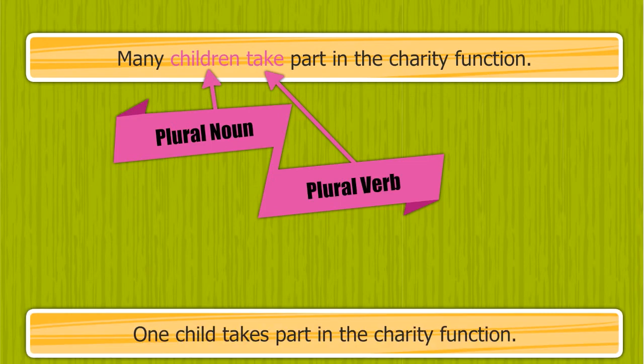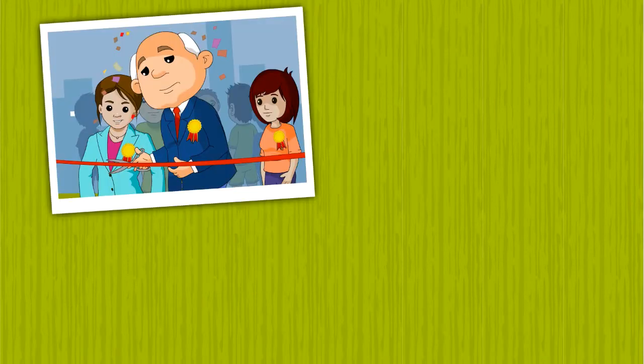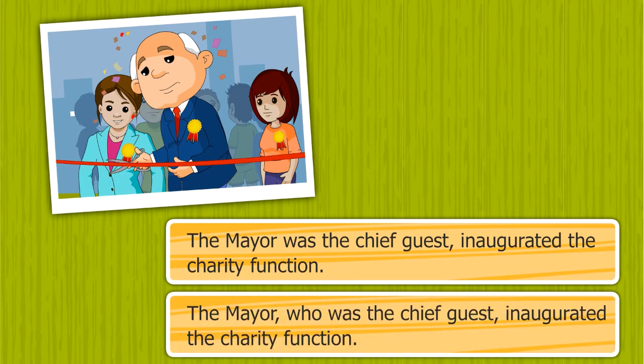One child takes part in the charity function. Here child is the singular noun and takes is the singular verb. Look at the two sentences. The mayor was the chief guest. The mayor inaugurated the charity function. The mayor, who was the chief guest, inaugurated the charity function. Which of the above sentences sounds better?